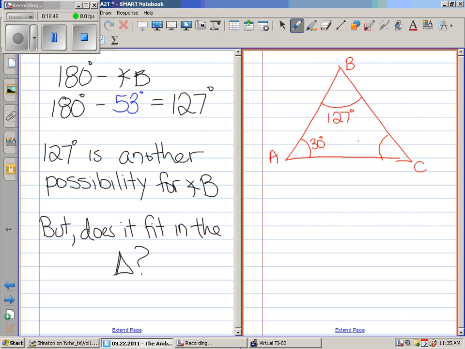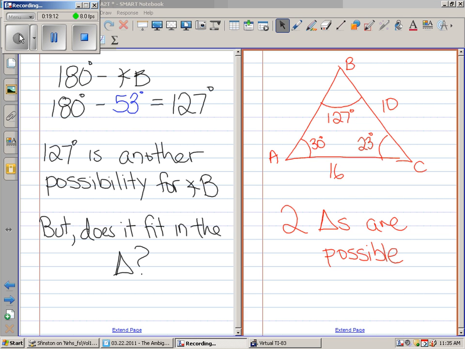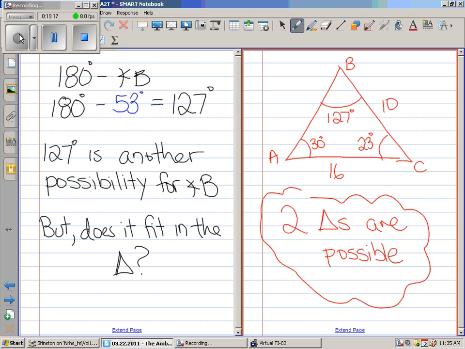What would angle C be? 23, right? Is that a triangle? Does it add to be 180? Perfect. That's the other triangle that's possible. Okay, the sides still fit in. I think this was 10 and this was 16. You don't know what side C is, but it really doesn't matter. You could find it out. This is the answer. If it works, 2 triangles are possible. It's like a secret triangle. Okay. So 2 triangles are possible.